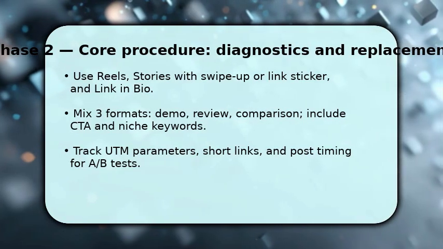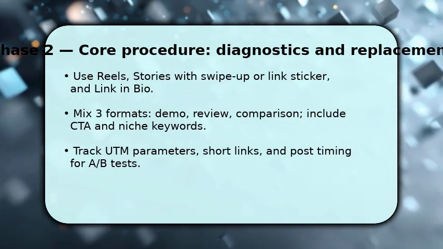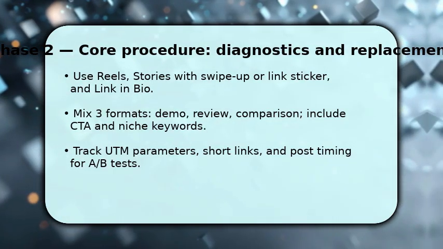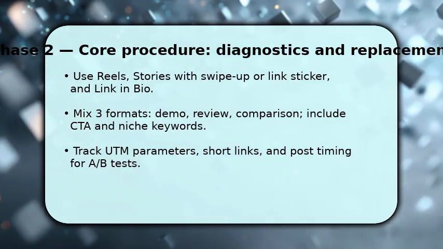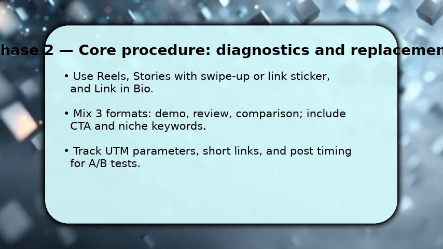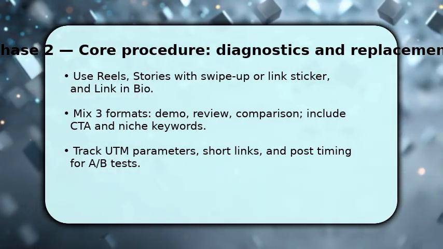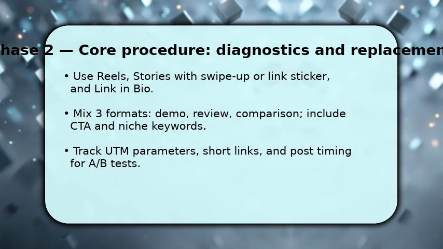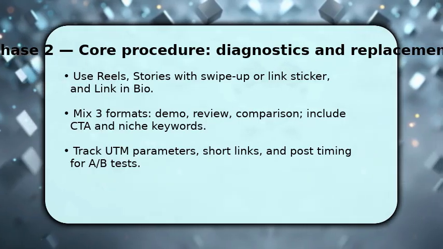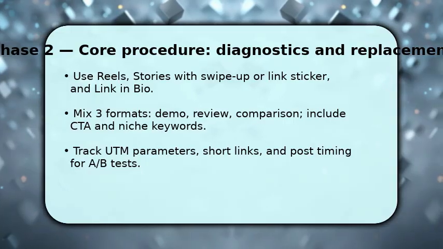Now produce content that converts. Create reels showing product use, stories with link stickers, and feed posts linking in bio. Explain how the product solves a problem. Use demo, review, and short comparison formats to build trust. Make sure each post has a clear CTA, tap the link or save this, and include your tracking UTM so you know which creative wins. Once you publish, schedule follow-ups, promote top posts with small ad budgets, and iterate based on click-through and conversion data.